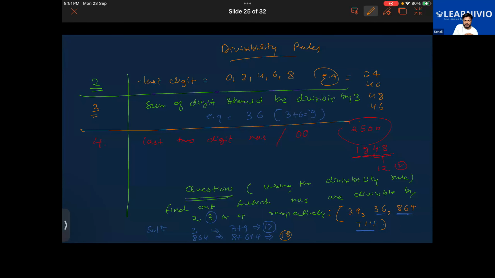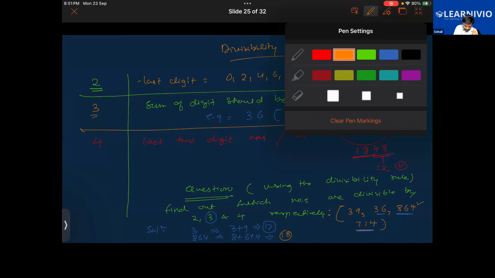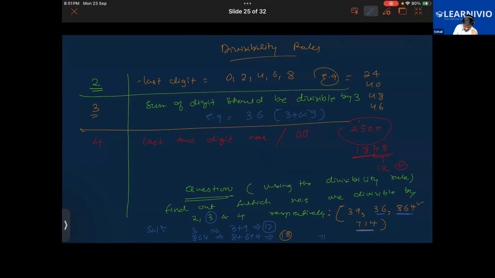Okay, do the next one. So 18 is divisible by 3, hence 864 is also divisible by 3. Okay, 714. Add the digits quickly. Yes sir, it is divisible because the sum is 12 and 12 is divisible. Okay, so for 3, all the numbers are divisible: 39, 36, 864, and 714.